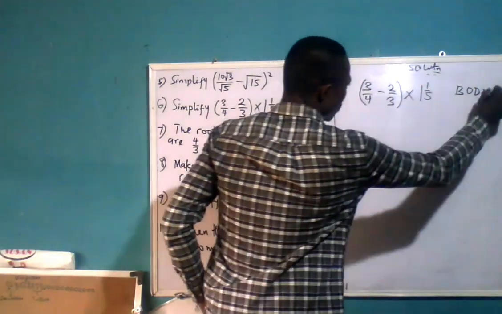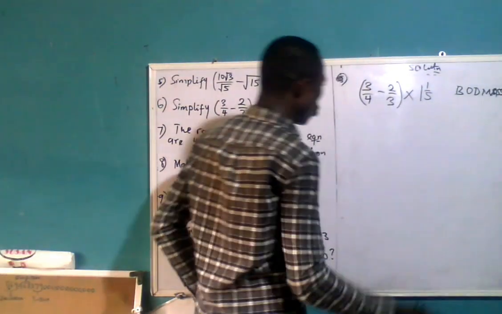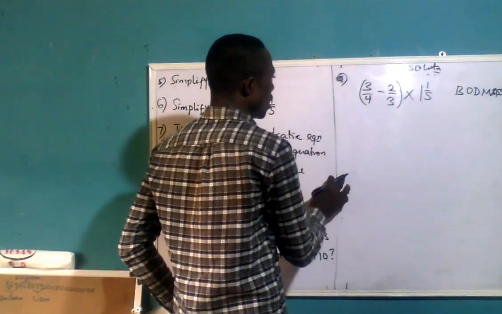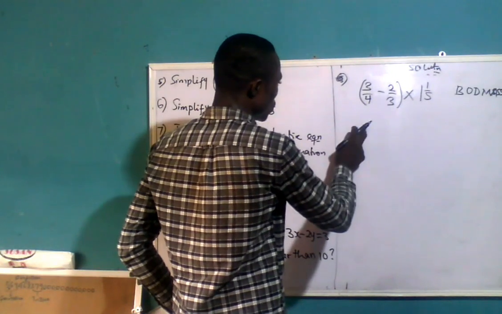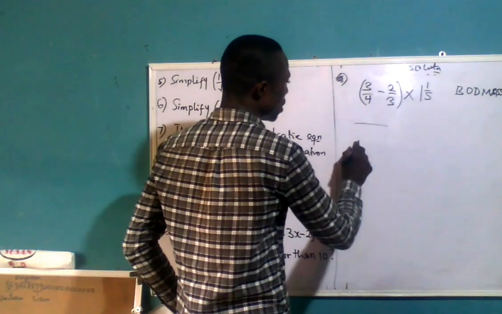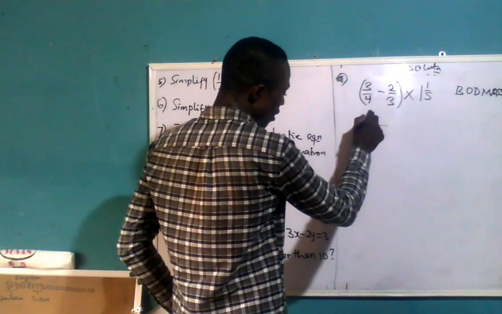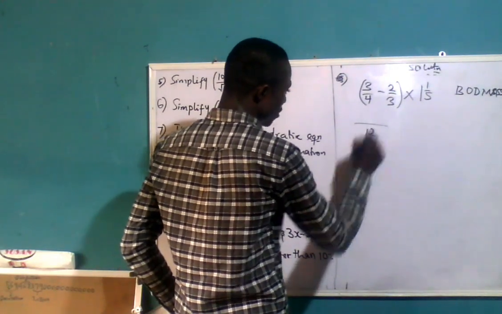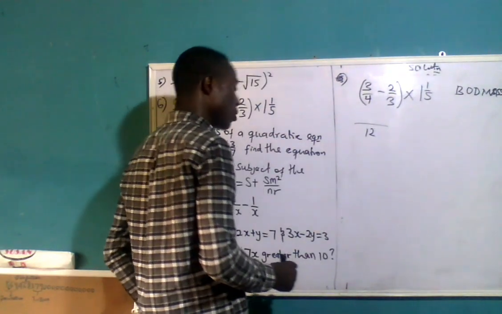So what you do is that you take care of the bracket first. Let's take care of this bracket first. What you can do to those things in the bracket is that you find the LCM of 4 and 3. So the LCM of 4 and 3 is what? 12. That's the lowest common multiple of 4 and 3.